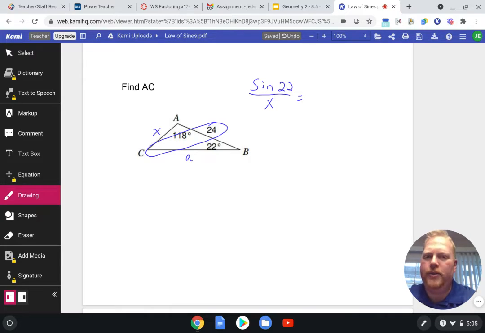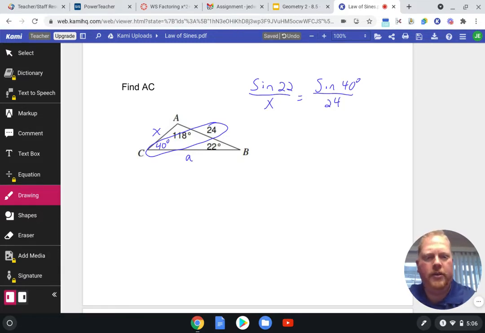is. And I could do that because all three angles will add up to 180. So if I take 118 plus 22, that's 140. So subtract that from 180, and I know that angle C is 40 degrees. So that's real nice when you already have two of the angles. You can figure out the third, no problem. So now I can set up sine of 40 degrees over 24.